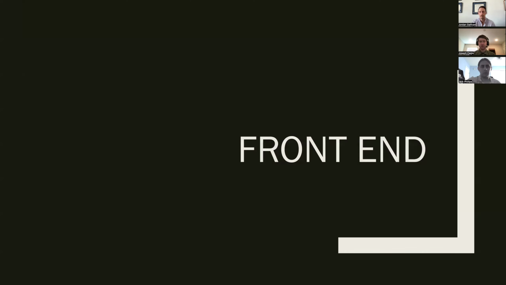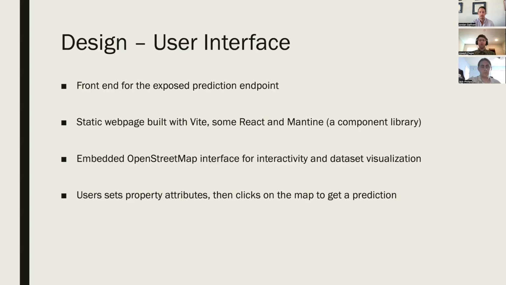All right, so here's the front end. The idea with the front end was to have a map that the user could click on, such that depending on criteria that the user sets, the interface will predict the price given those attributes at the given location. We've got a static web page built with Vite and a little bit of React in a component library. We embedded an OpenStreetMap interface, basically just like Google Maps, but an interactive map, and then we can draw on top of it and hook up event listeners and things.